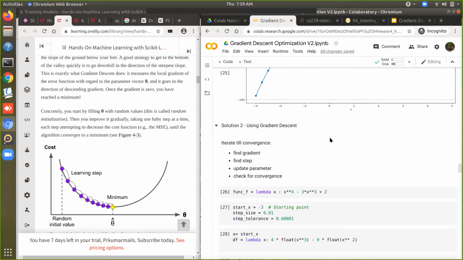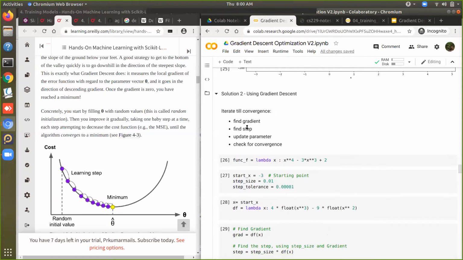So to solve using gradient descent, what we need is we are optimizing the parameters in an ML problem. We are optimizing the parameters for theta. In this section, in the problem that we have seen just above, here we will optimize the value of x. So what are the steps? Find the gradient, find the step, update the parameters, then check for convergence.